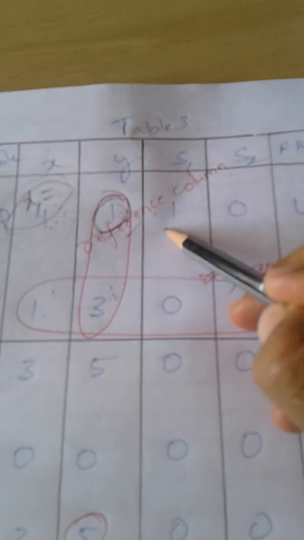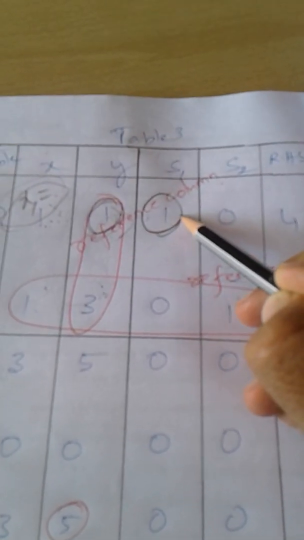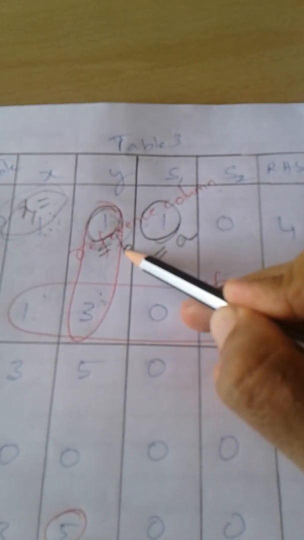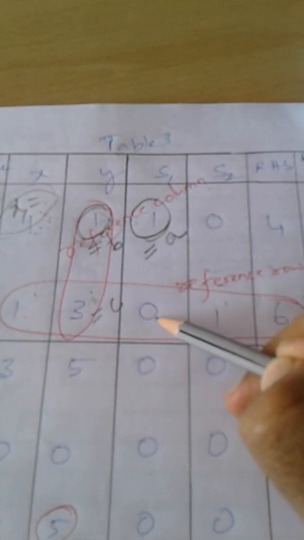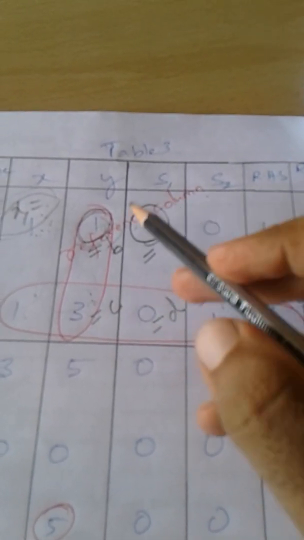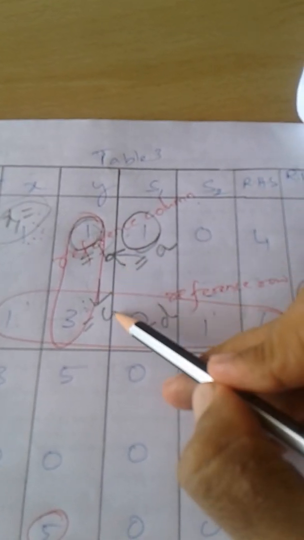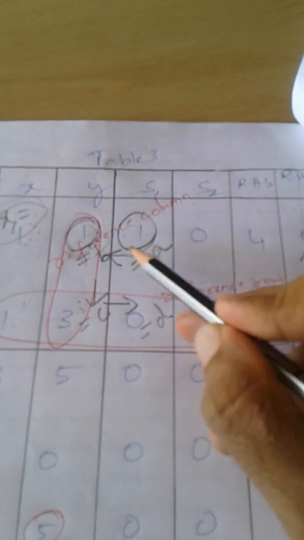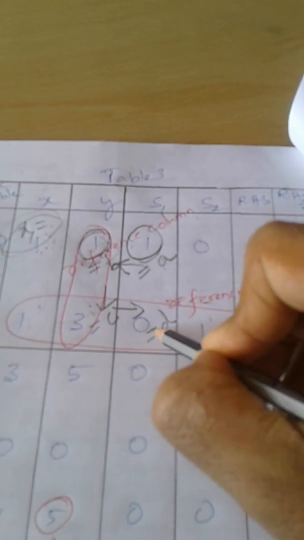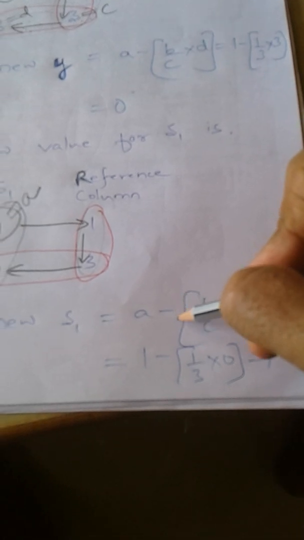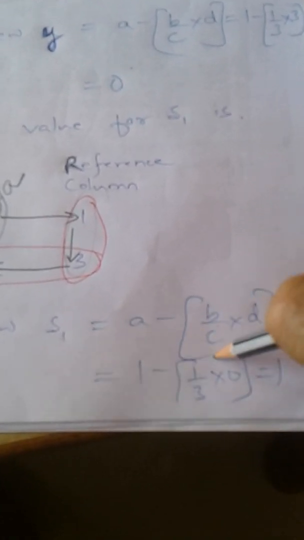Yes, so I am going to calculate the new value for S1. In this case this will be A, this will be B, this will be C and this will be D. So this will be A minus B divided by C into D, because we are calculating the new value for S1. Now this is 1 minus 1 divided by 3 into 0, which is equal to 1.